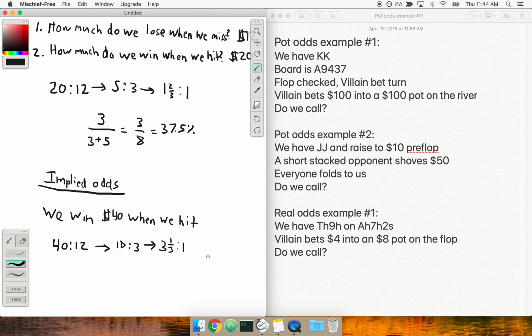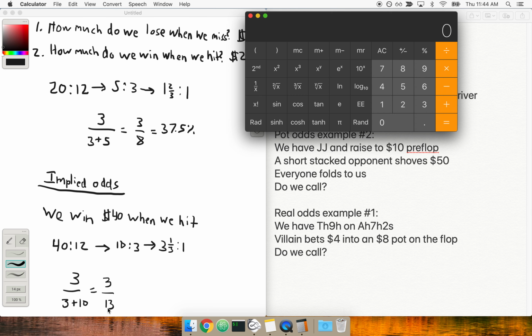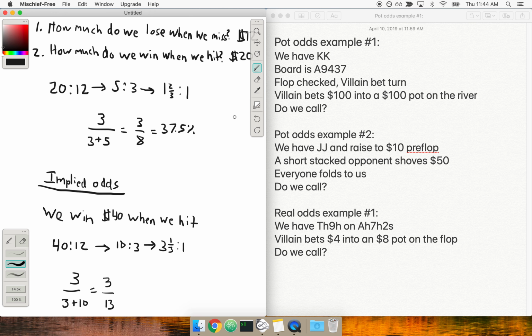So what does that do to our required equity? Let's see. We're risking 3 to win 10. So 3 divided by 3 plus 10, 3 over 13. Let's plug that into the calculator. 3 divided by 13, about 23% equity. So once we factor in our implied odds, we only need about 23% equity.